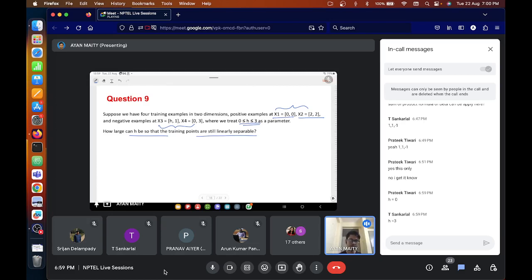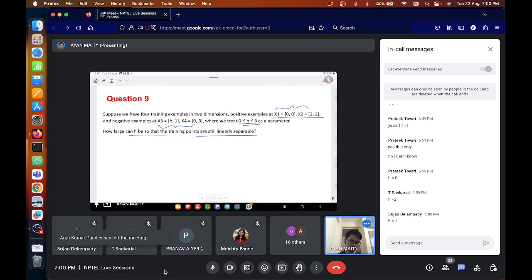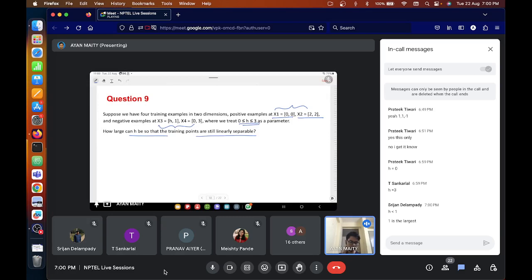Sankarlal says h equals 3. Srijan says h is less than 1. Okay, 1 is the largest, Srijan is saying. Pratik Tiwari says 0 less than or equal to h less than or equal to 1. So basically the same answer as Srijan, that h is less than 1.